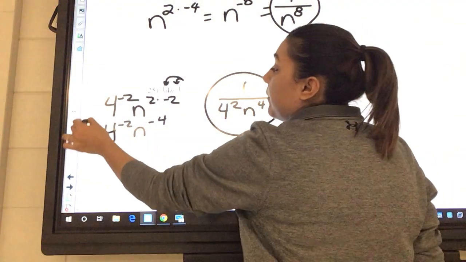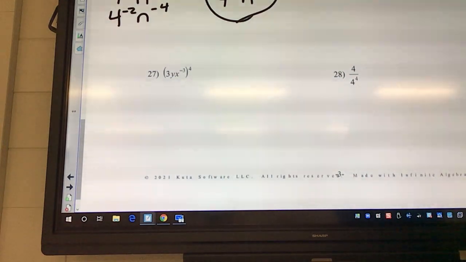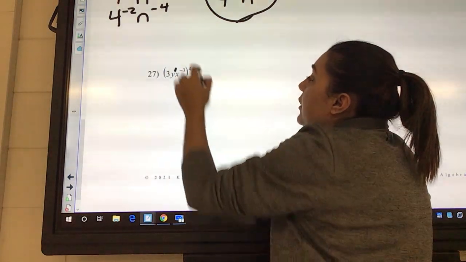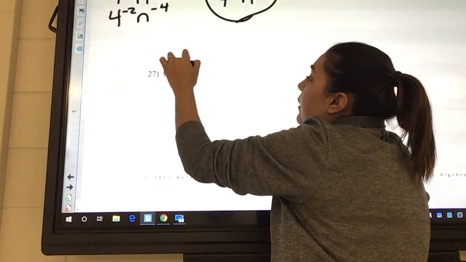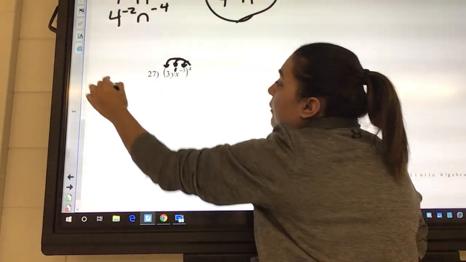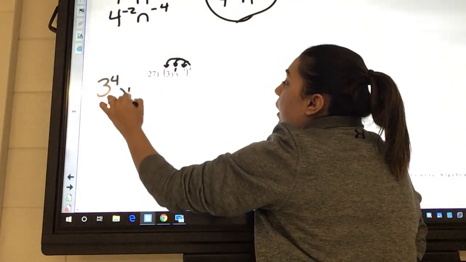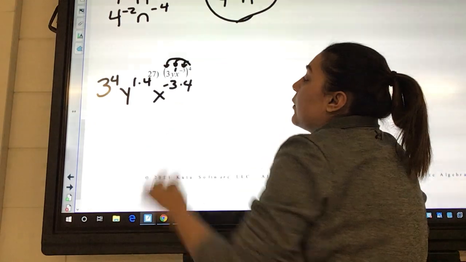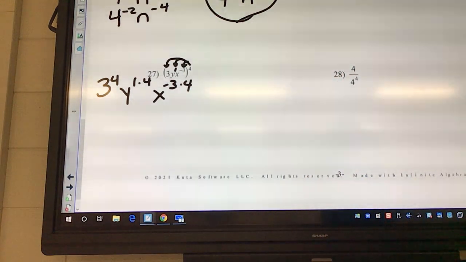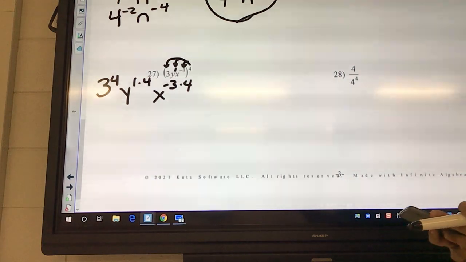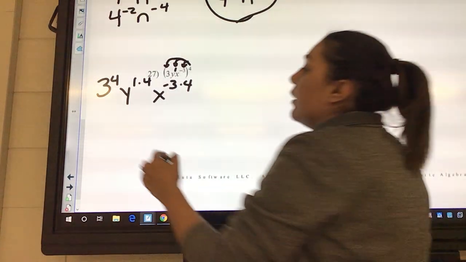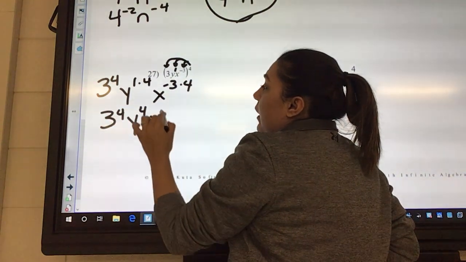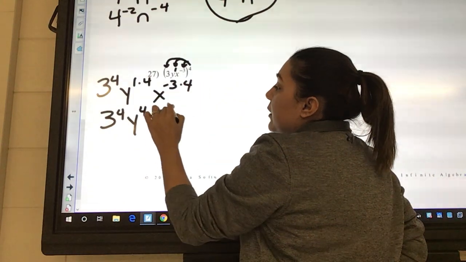27. Same thing, and you're going to have to fill some stuff in, but there's really a 1 right here. This number needs to go to each number in there. So we're going to have 3 to the 4, y to the 1 times 4, x to the -3 times 4. I anticipate that some of you were struggling with this section the most, so please go slow. So 3 to the 4, y, well 1 times 4 is 4, x, and -3 times 4 is going to be -12.